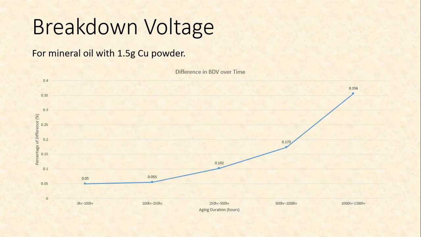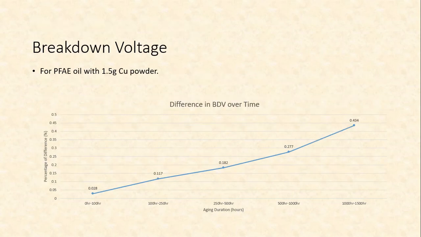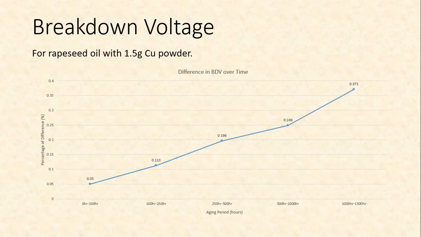This graph shows the difference in breakdown voltage of mineral oil over time. This graph shows the difference in breakdown voltage of palm-based oil over time. This graph shows the difference in breakdown voltage of rapeseed oil over time. By comparing the three graphs, the difference of breakdown voltage of mineral oil is the highest compared to palm-based oil and rapeseed oil. This shows that the speed of aging of the mineral oil is faster than the palm-based oil and rapeseed oil.